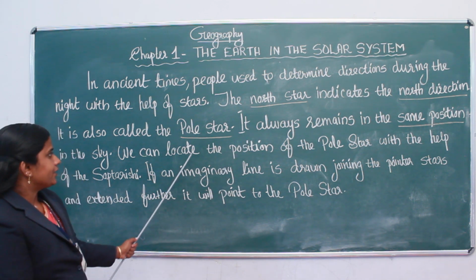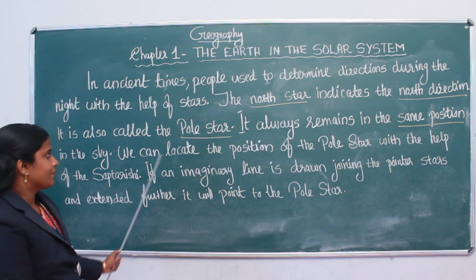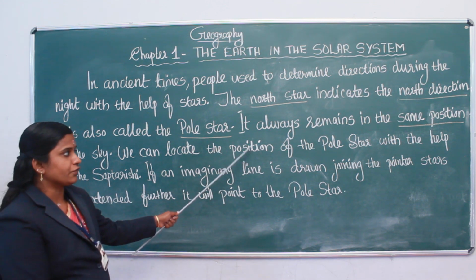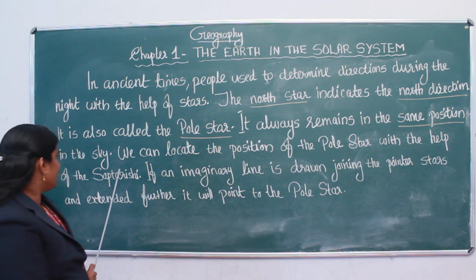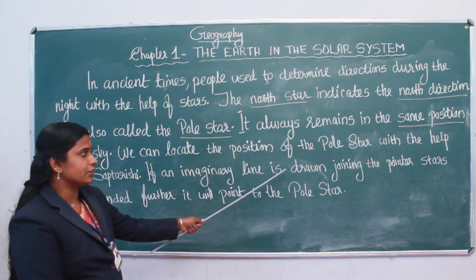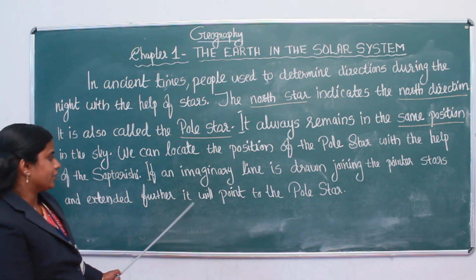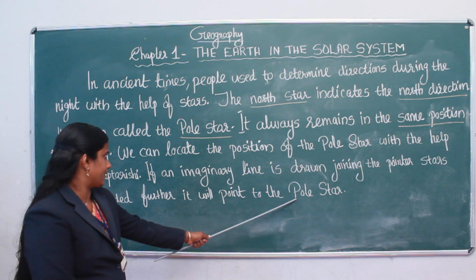We can locate the position of the pole star with the help of the Saptarshi. If an imaginary line is drawn joining the pointer stars and extended further, it will point to the pole star.